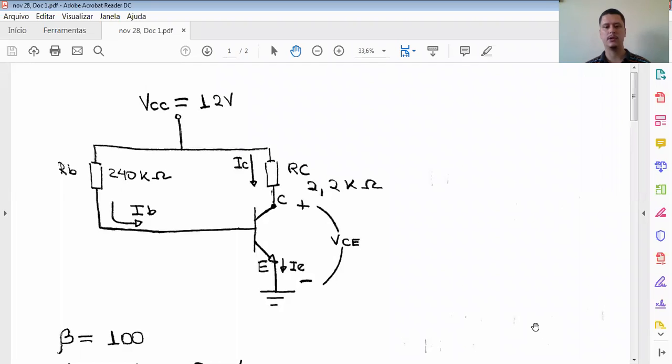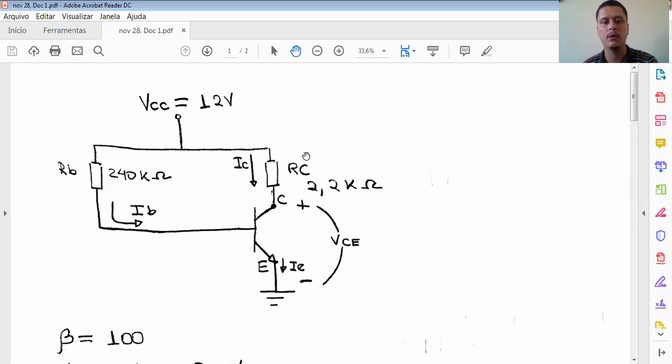Okay, so here we have an exercise. We have a basic circuit, which is the polarization of the base circuit that I've just talked about, in which we have a VCC, a voltage that's connected directly in the resistor, the RB, which is the resistor of the base, whose value is 240 kilo ohms, and at the same time it is connected to the RC, which is a resistor of the collector, valuing 2.2 kilo ohms.